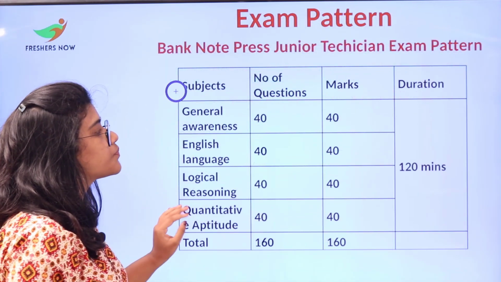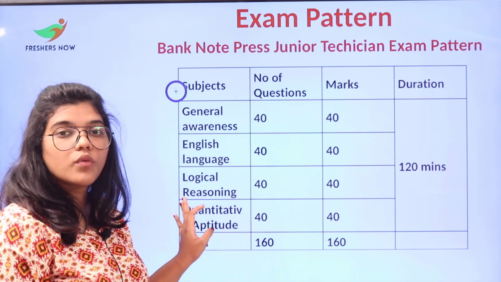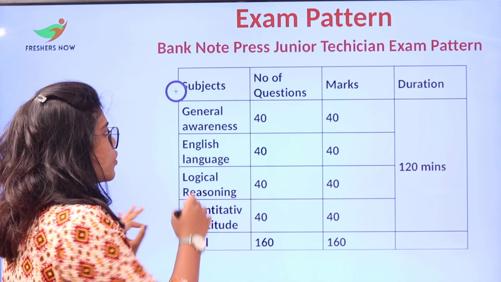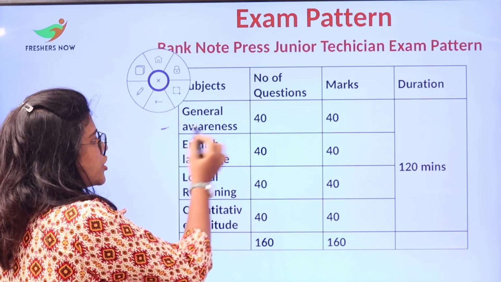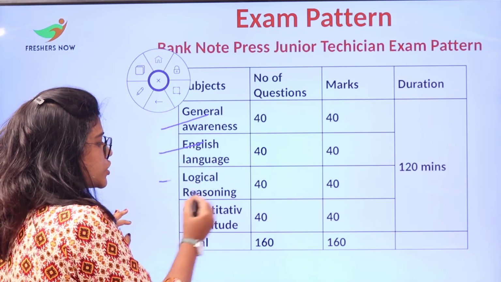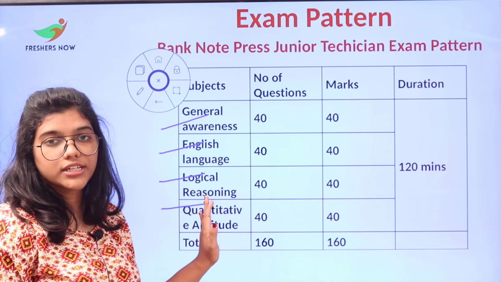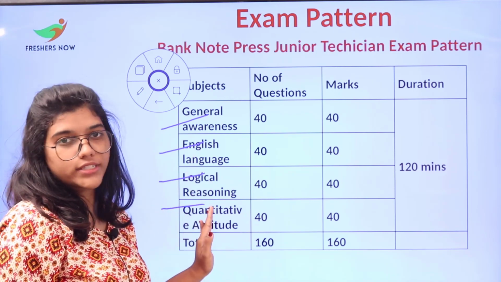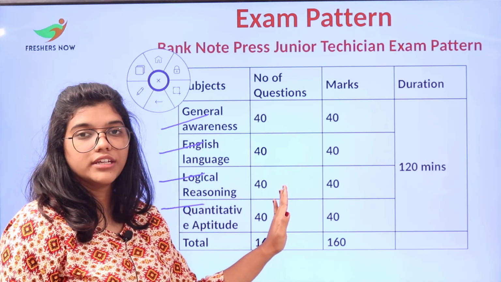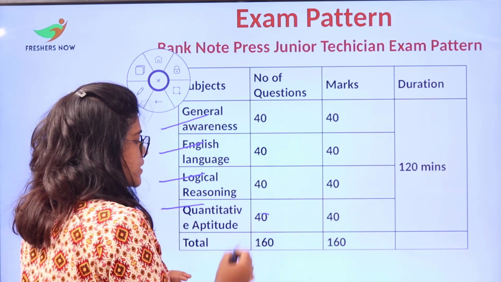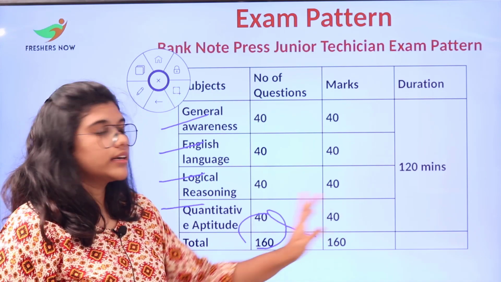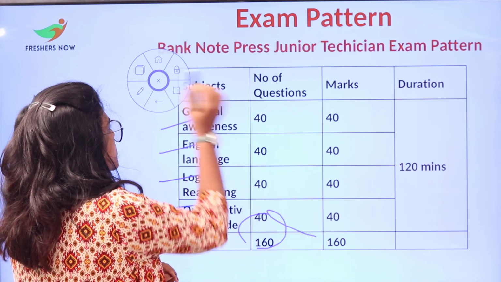Heading over to the next post, which is the junior technician post, the examination pattern is as follows. You will have 4 sections for this examination, which are general awareness, English language, logical reasoning, and quantitative aptitude. For all of these 4 sections, you will have 40 questions in each, carrying 40 marks. The total is 160 marks, and the time duration is 120 minutes.